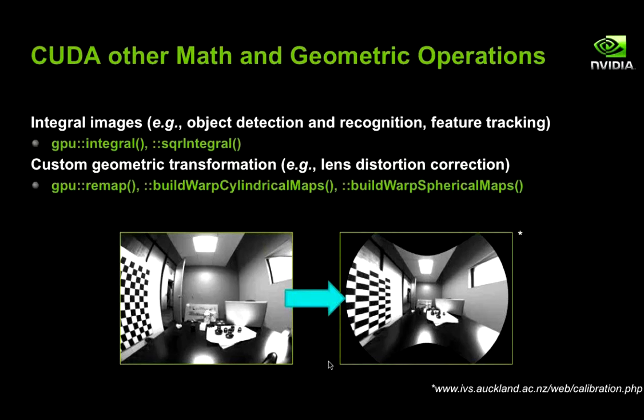There's also functionality built into the CUDA module to allow you to apply your own geometric transformations using your own custom functions. For example, you might have a lens with a significant amount of geometric distortion, and you might calibrate your distortion offline, and you might want to apply your own custom function to correct this distortion.